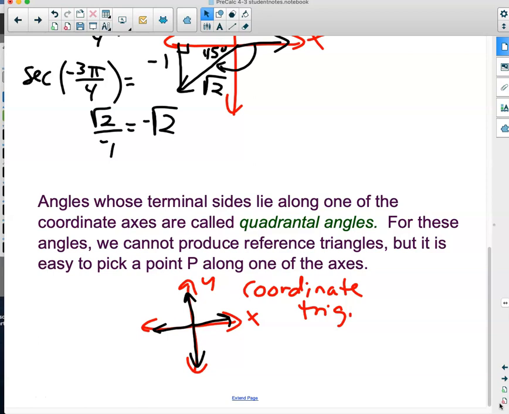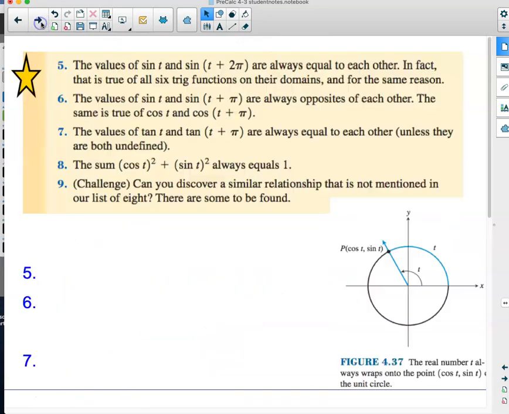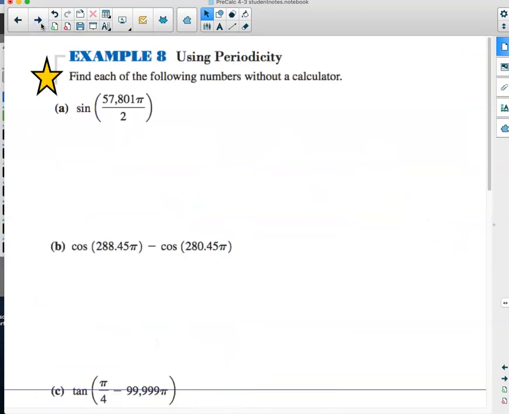And that is where we're going to stop, because I definitely want to talk about those quadrantals when we get back after your 5 days off. So we hit those two parts of the objective pretty doggone hard.